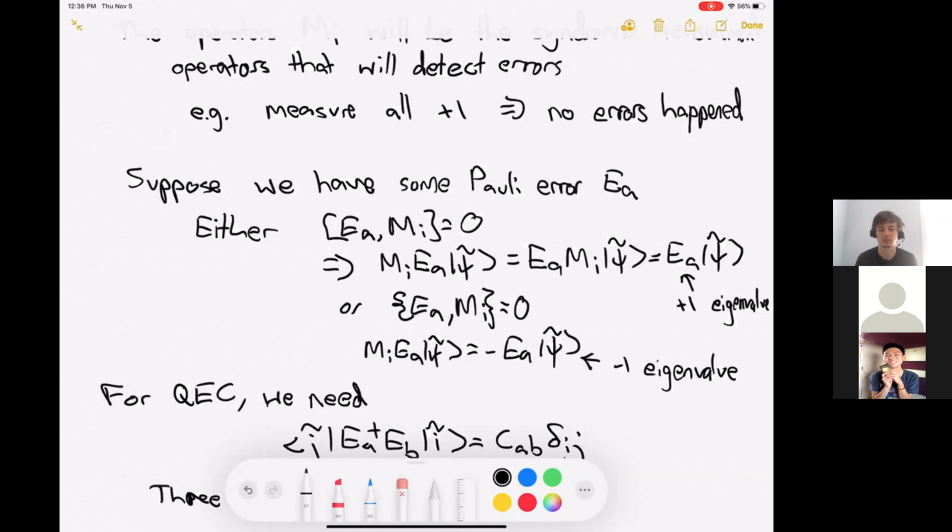I see, but then if we were to choose the same Pauli, then it would commute. Same Pauli would commute, but we can always choose a different Pauli. Okay. Cool. Okay, thanks. Any other questions?